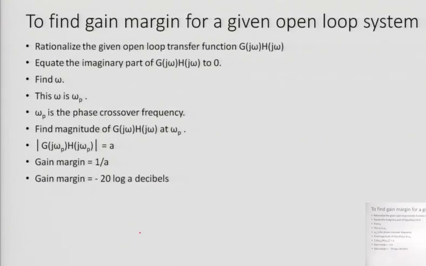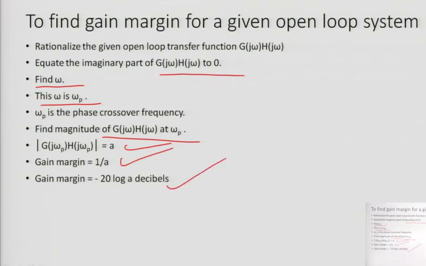So, these are the steps to find the gain margin. Rationalize the given open loop transfer function, equate the imaginary part of G(jω)H(jω) to 0 and find omega; that omega is the phase crossover frequency. Find the magnitude at the phase crossover frequency, and that magnitude is nothing but A. Gain margin is 1 by A, and gain margin is minus 20 log A in decibels.